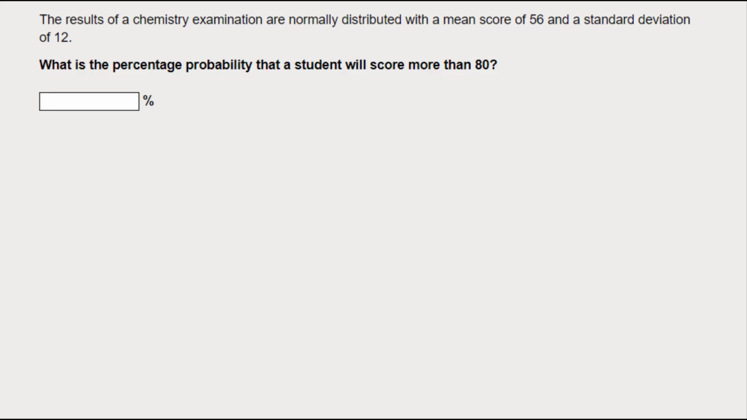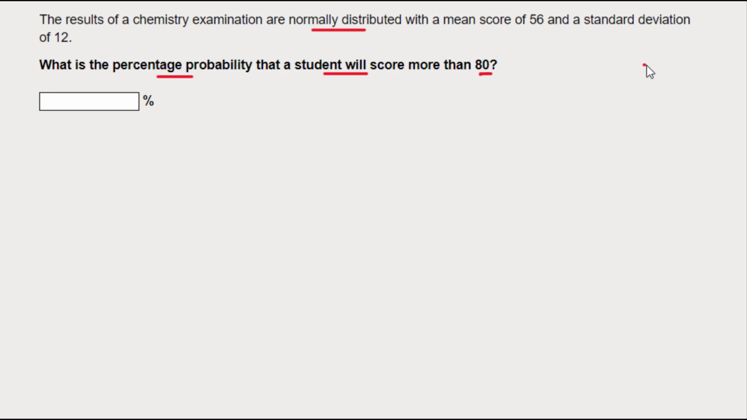This is a little maths problem here. It's asking us what's the percentage probability that a student will score more than 80 on a test. And they're telling me that the results of these tests are normally distributed.